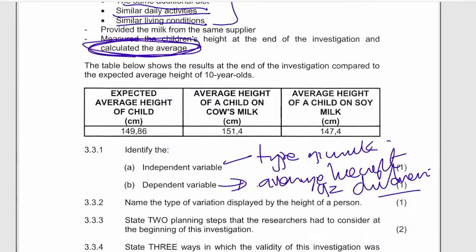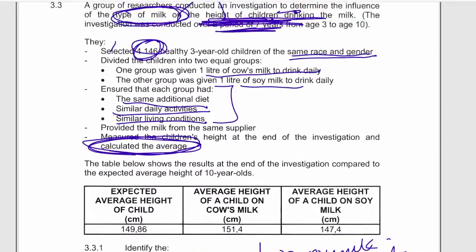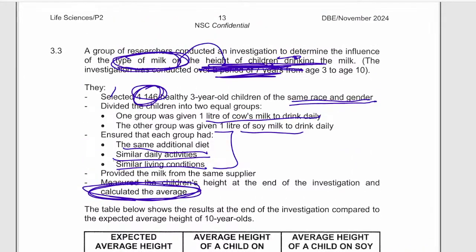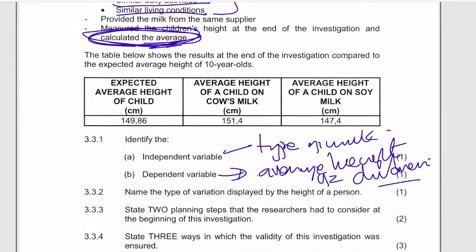The average height of the children, because the height of the children is not one child, so because they say average, it is the average height of children. Now someone is going to ask me, what if I wrote the height of children? I don't know. It looks to be also correct.